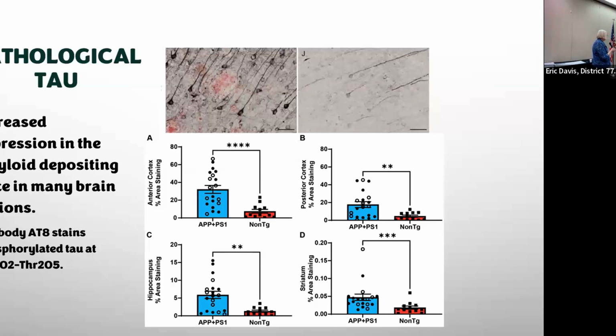And when we measure how much this dark staining is present on a bunch of sections from a bunch of different animals, each one of these little dots is one mouse, then we find out that throughout the brain, especially in the regions that are important for Alzheimer's disease, we have more tau that develops in the presence of amyloid.